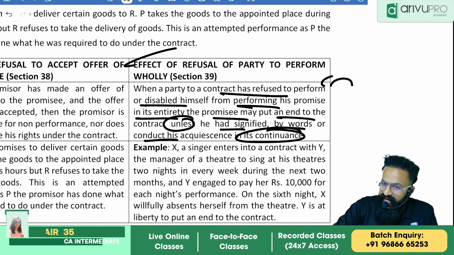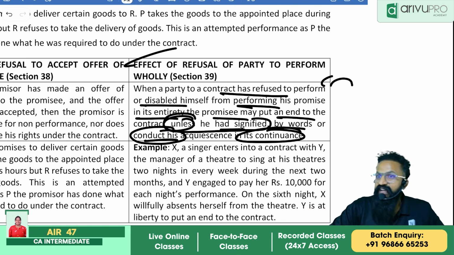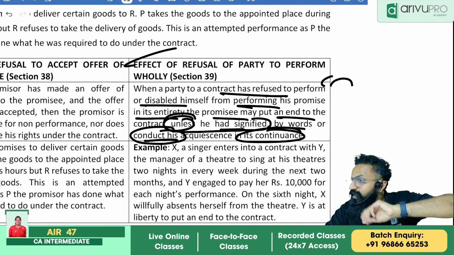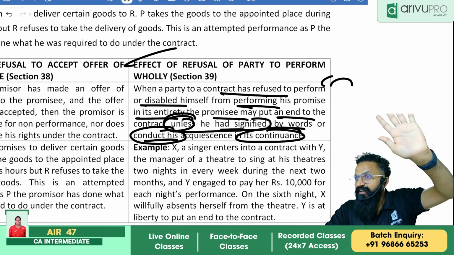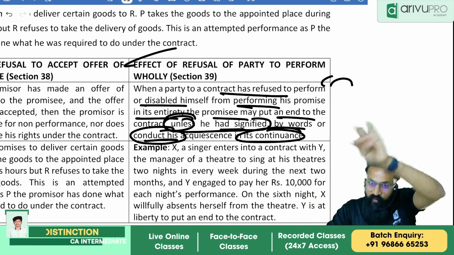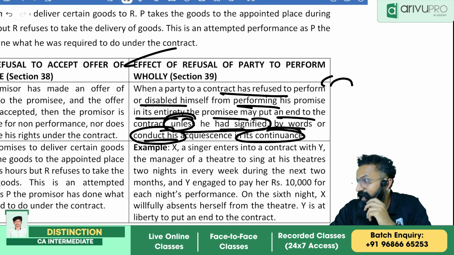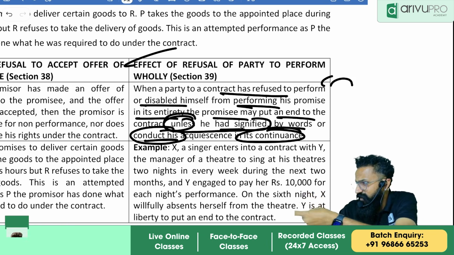However, unless he has signified by words or conduct, some other singer came, he agreed. He did not tell anything. Third week he did not come. Class test question. Fourth week he came. I did not tell anything. That means I'm accepting. I can claim compensation for the third week, but I cannot cancel the contract. Question was there. Class test.